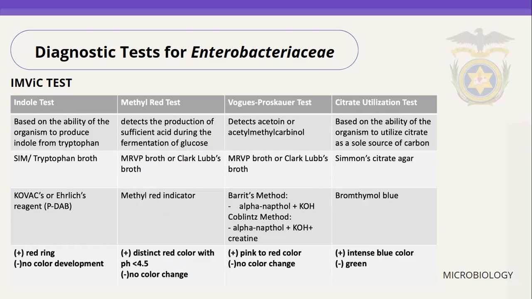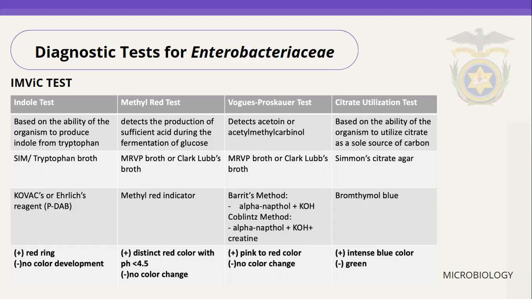Let's now move on to our VP test, or our Voges-Proskauer test. This test detects acetoin or acetyl methyl carbinol, and as in the methyl red test, we use MRVP broth or Clark-Lubs broth. We have two methods for the Voges-Proskauer test. We have Barritt's method, wherein we use alpha naphthol plus KOH, and Coblentz's method, where we use alpha naphthol plus KOH plus creatine. For the Voges-Proskauer test, pink to red color is the positive reaction, and no color change is a negative reaction.